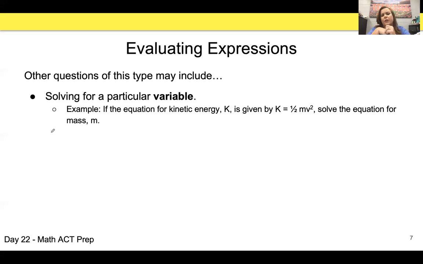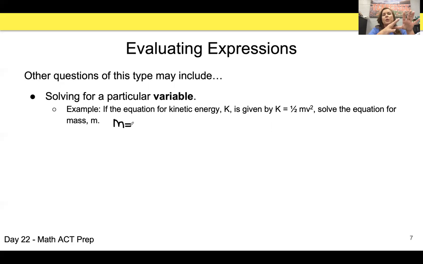Here is the equation for kinetic energy, and it's K equals 1/2 mv squared. And they basically want you to solve for mass, so they want you to rearrange this equation to where it's m equals. And students usually look at me and they're like, I have no idea how to do this. You do. Because if you know how to take a linear equation and get it in y equals mx plus b form, which you've been doing, that's what this is. You were solving for y.